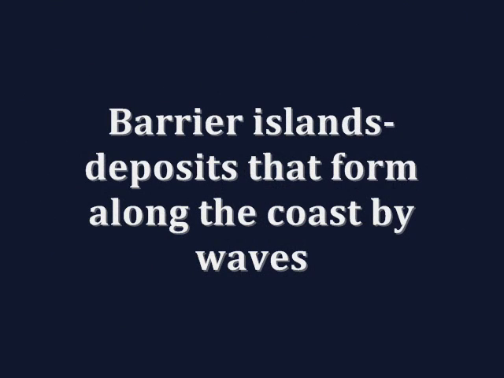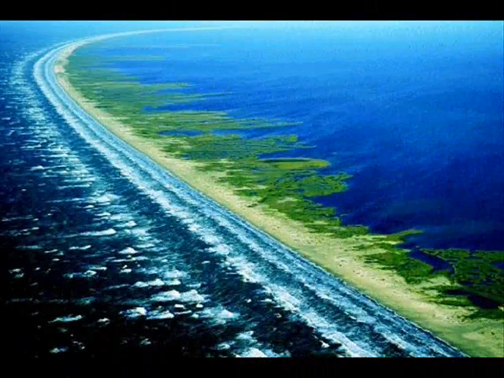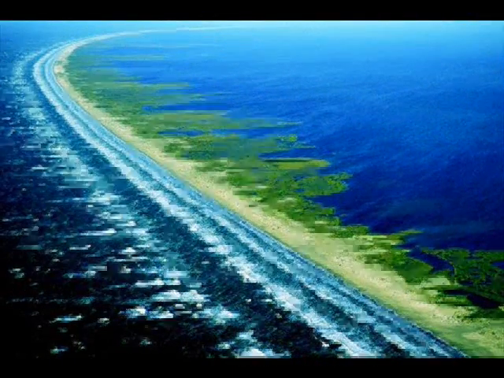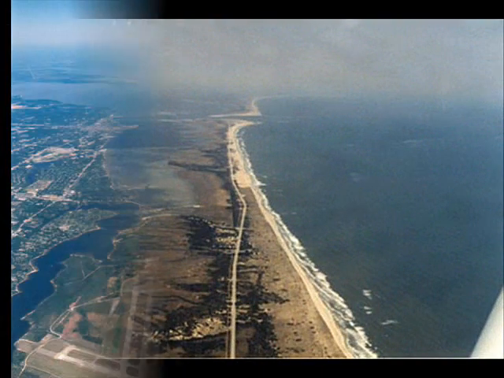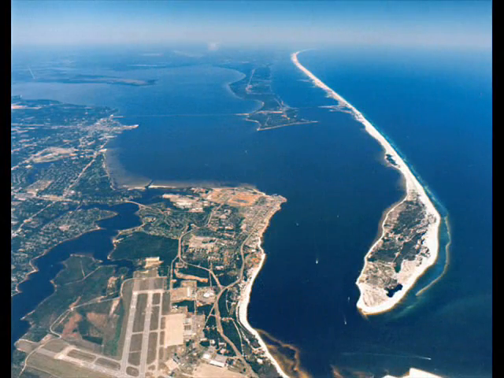Barrier islands are another type of deposition. They are deposits that form along the coast by waves. In these pictures, the waves or currents have pushed the sand into a pile, therefore creating an island along the coast.